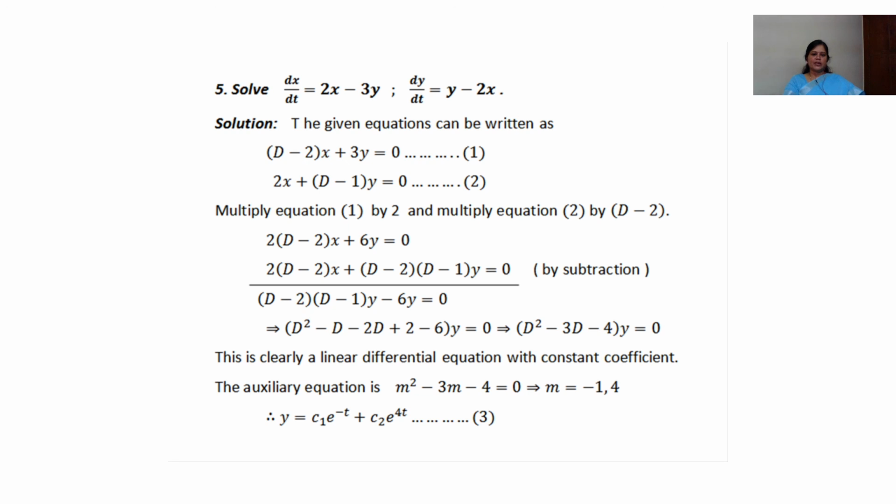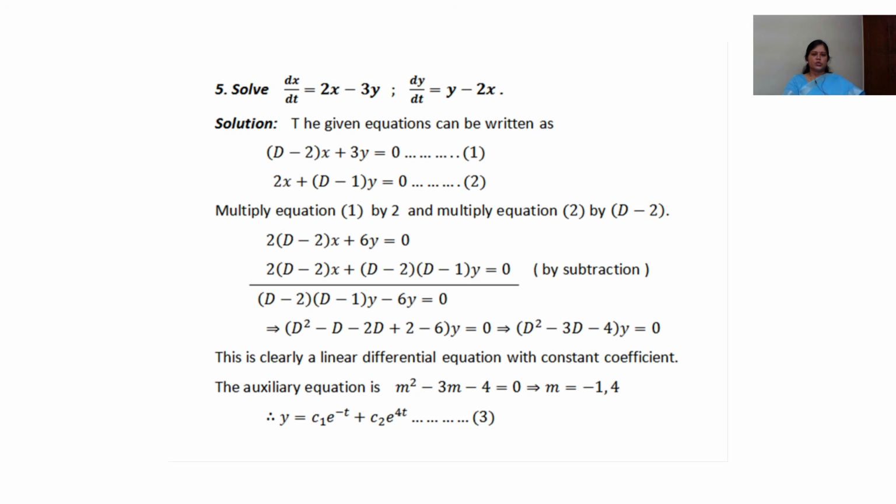So if you multiply equation 1 by 2, we'll get 2 into (D minus 2) into x plus 6y is equal to 0. Then the second equation has to be multiplied by (D minus 2). So the first term becomes 2 into (D minus 2) into x plus (D minus 2) into (D minus 1) into y is equal to 0. Here we have the common x term in the first equation as well as the second equation, having the same sign, that's why we are going for subtraction here.